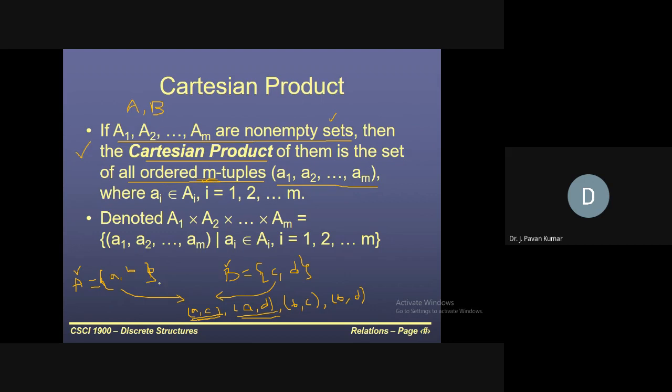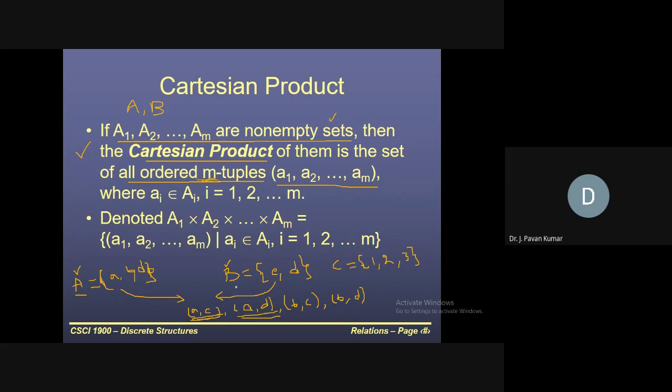Now if I give three sets, A, B, C, where A contains A, B, D, B is E comma D, and C is 1, 2, 3, how many tuples will we be having in the Cartesian product? Now you answer.